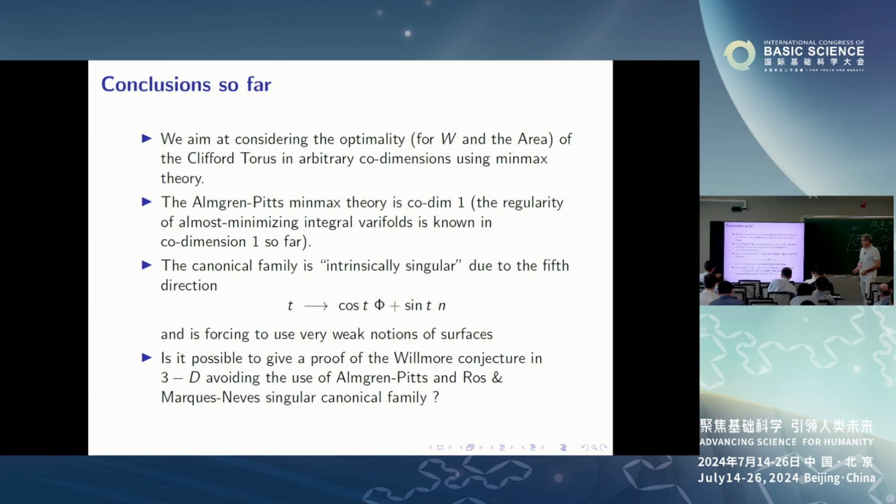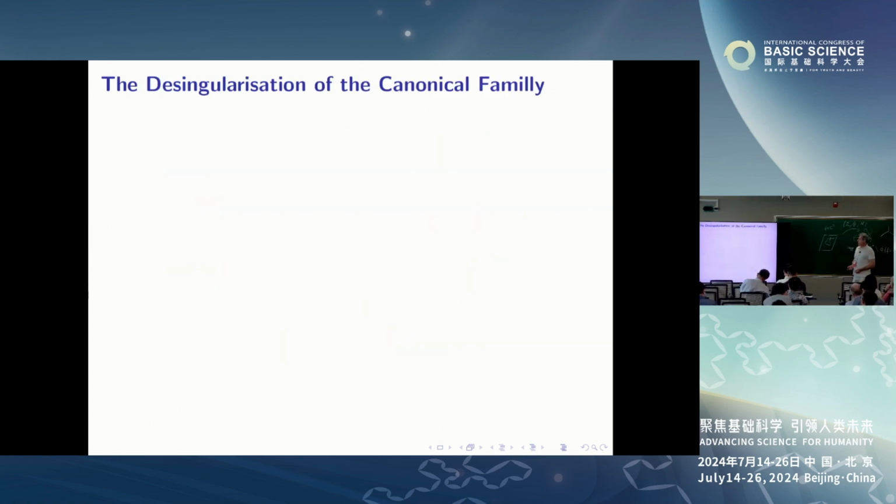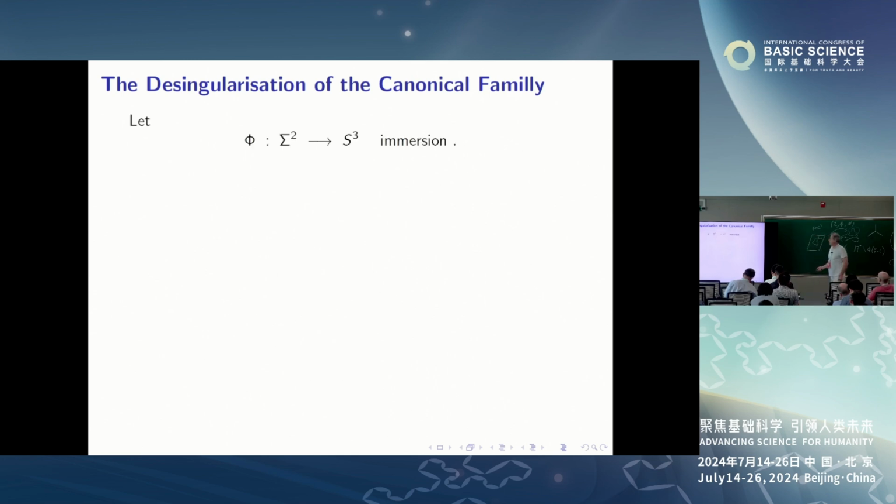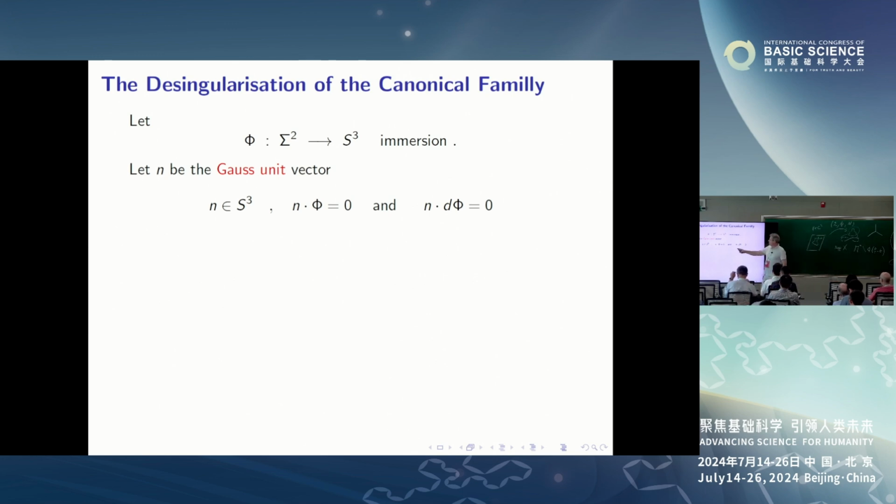So this is the subject of my talk today, to propose a different proof. So I first propose a desingularization of the canonical family. How do you do that? You have immersions from sigma 2 into S3, and you look at the Gauss unit vector. That is the vector which is in S3, which is tangent to S3, and which is orthogonal to your immersion.